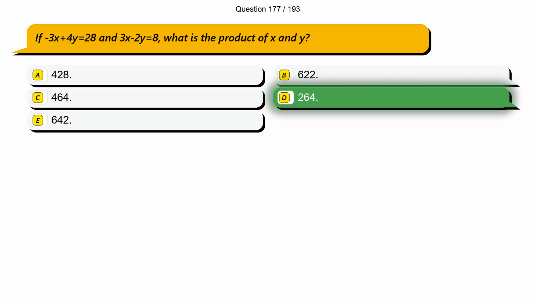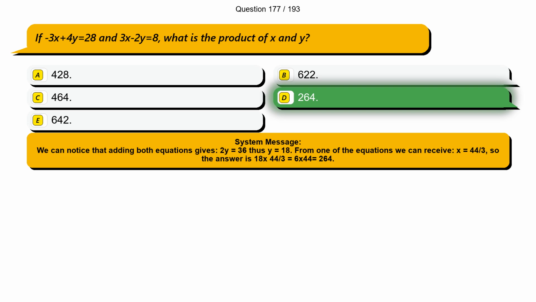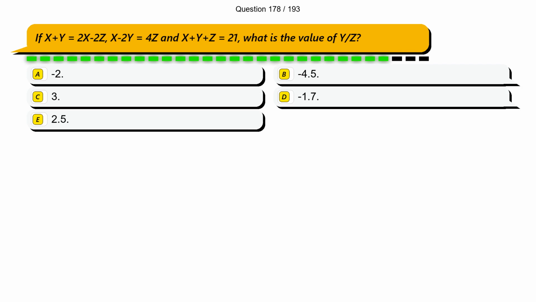The correct answer is Option D, 264. We can notice that adding both equations gives 2y equals 36, thus y equals 18. From one of the equations we can receive x equals 44/3, so the answer is 18 times 44/3, which is 6 times 44, equals 264.